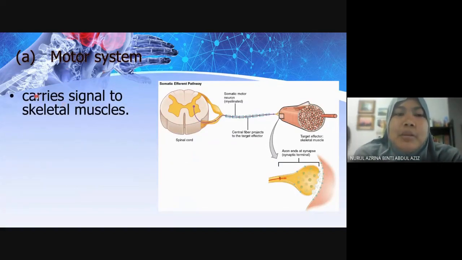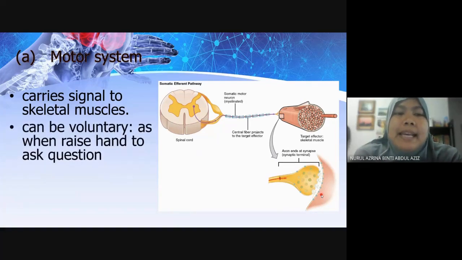Motor system. Motor system carry signal to the skeletal muscle. You can see here. Mana sana? Ni. Kita dah belajar dah ni. Carry the information. Ni. This one is central nervous system. So ini branch of the efferent pathway ni of somatic motor neuron. Send signal to the or carry signal to the skeletal muscle. Okay, so what will happen to the skeletal muscle? Kita dah belajar dah tadi. Acetylcholine release, and muscle contract tu.